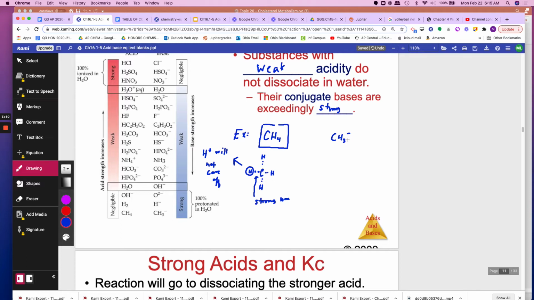Therefore, CH3 minus is non-existent. As you can see here, CH4 is a very weak acid. It's not even an acid, it's negligible acidity, which means the CH3 minus really wants to hold on to the H, which makes it a very strong base.